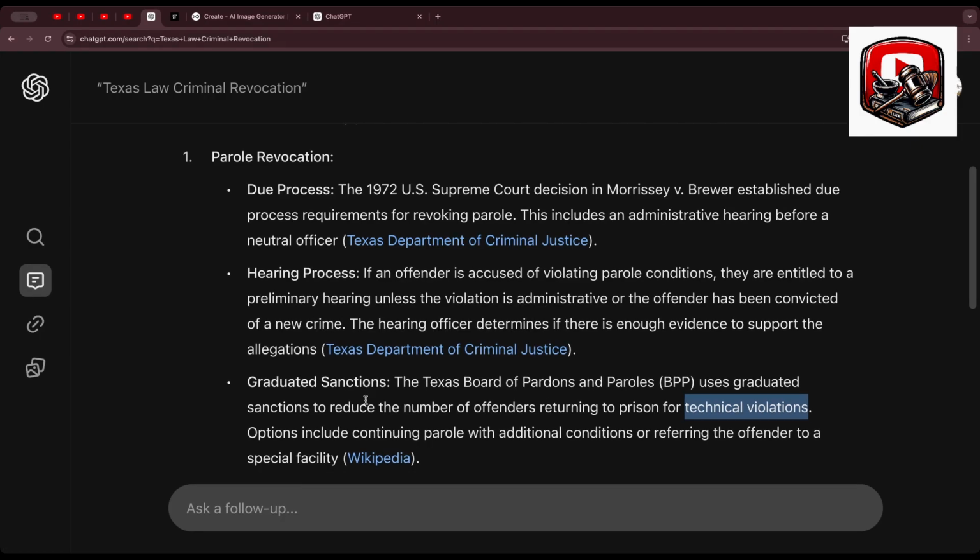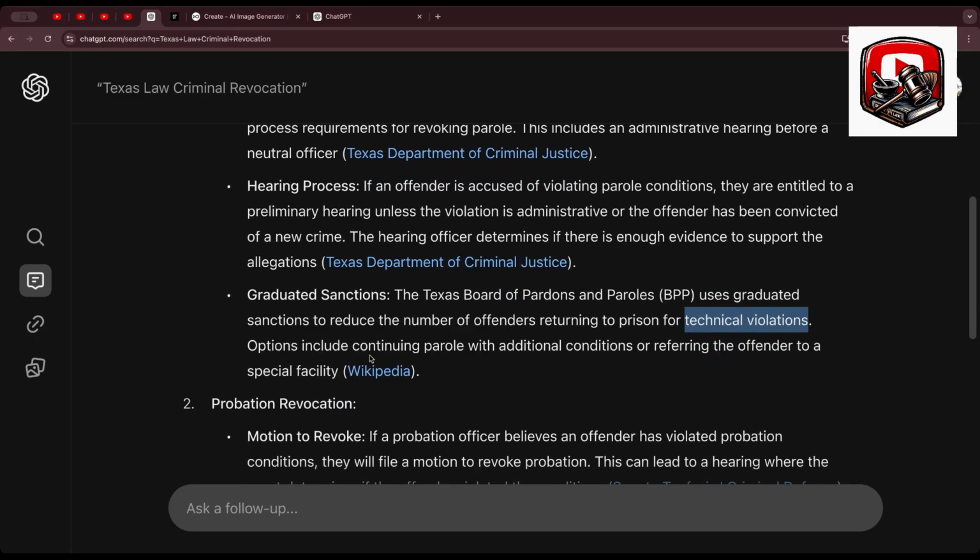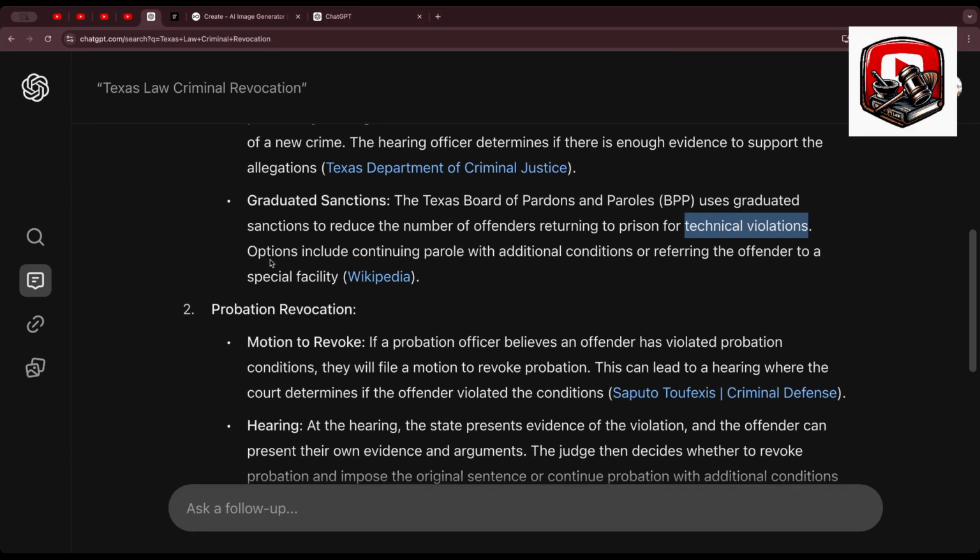Some of the options in Texas are continuing the parole with additional conditions or referring the offender to a special facility. If you've heard my videos in the past, in my home jurisdiction we have ADC, the Arkansas Department of Correction, and we have Department of Community Correction facilities, which are probation supervised facilities, dormitory settings, low-level prisons, things of that nature. They call it CCC here in my home jurisdiction.